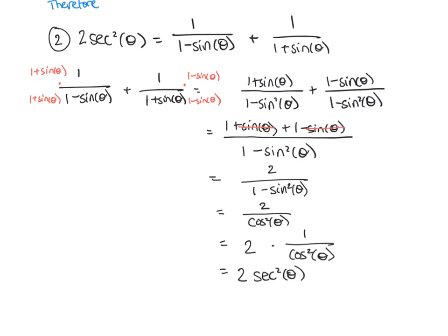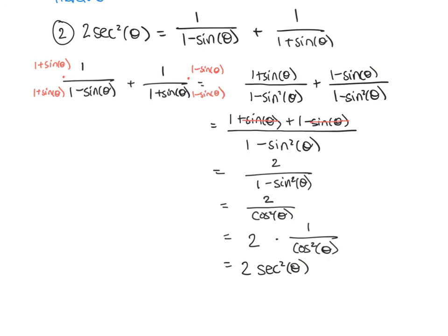So again, you can't end here. We have to write our conclusion. And our conclusion is that now that we've shown all this, therefore, we just rewrite the hypothesis: 2 secant squared theta is equal to 1 over 1 minus sine of theta plus 1 over 1 plus sine of theta.